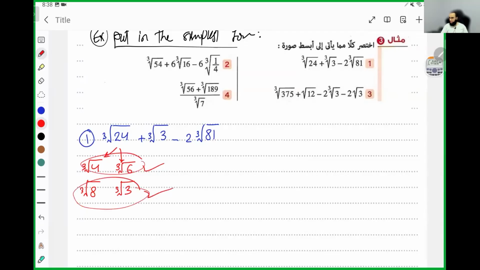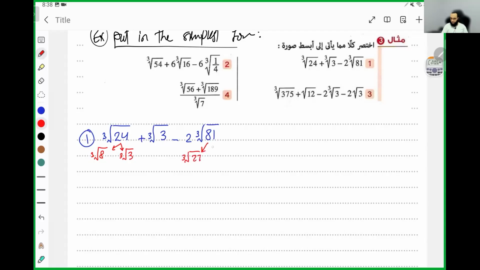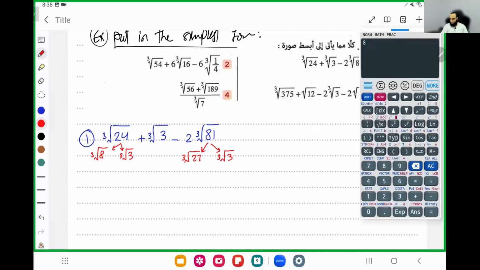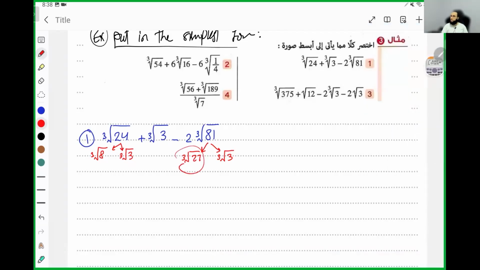This is correct, but which is better? 8 and 3. Why? Because cubic root 8 equals 2. So I'll decompose it into cubic root 8 and cubic root 3. What about 81? 81 you can decompose it into 27 by 3. 27 by 3 equals 81, you know? 81 divided by 3 equals 27. Or 3 times 27 equals 81. Why 27? Because cubic root 27 equals 3.